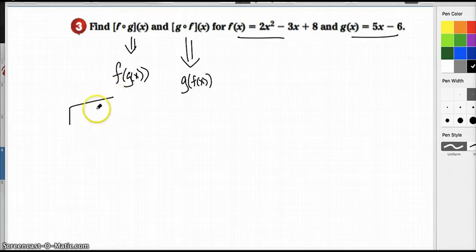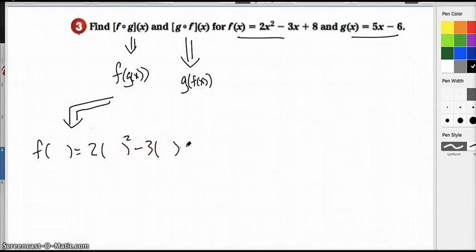So we're going to do this one first, just because I have it written here, and f is the outside function, it's what I'm actually plugging g into. I'm going to write f of blank is equal to 2 times blank squared minus 3 times blank plus 8. And I'm going to do this by plugging in the value of g of x, and g of x is 5x minus 6, and so I'll plug that in everywhere around here.